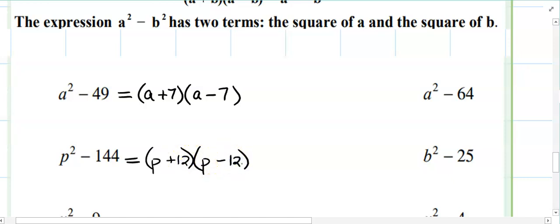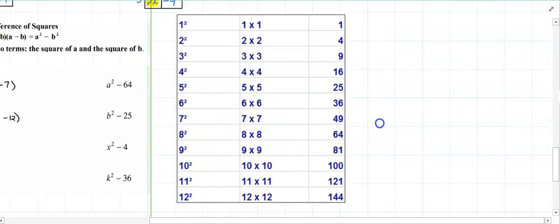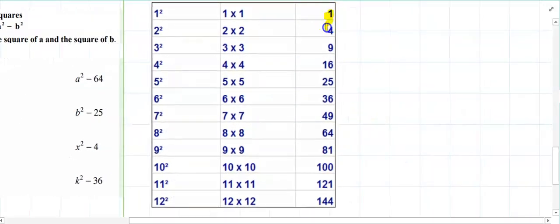Now 144 was a big number. You may not have recognized that that was a perfect square. That's why it's so important to memorize this chart. These numbers down the right are very, very special, important numbers. These are the first 12 perfect squares. 1 squared, 2 squared, 3 squared, 4 squared, and so on, all the way up to 12 squared. These 12 numbers are very special numbers, and when you're factoring, it's important to be able to recognize them and say, oh, look, it's a perfect square. It's one of those special numbers.